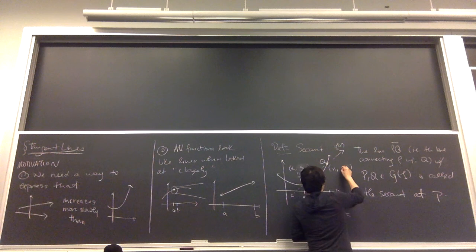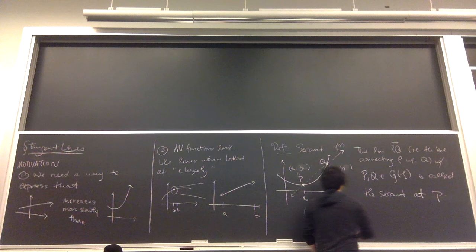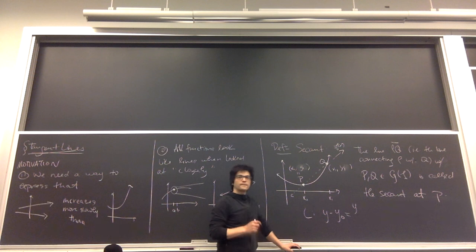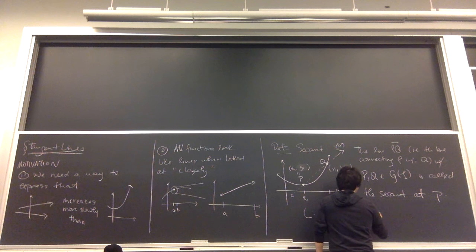So how do I get the slope of this line then? Change of y over change of x. Yeah, what is the change in y? It's y1 minus y naught over x1 minus x naught. And then x minus x naught.